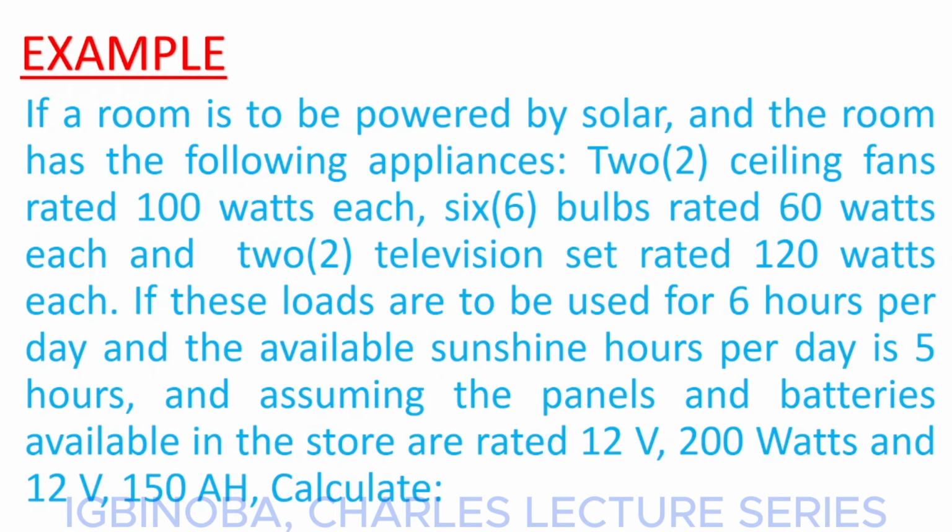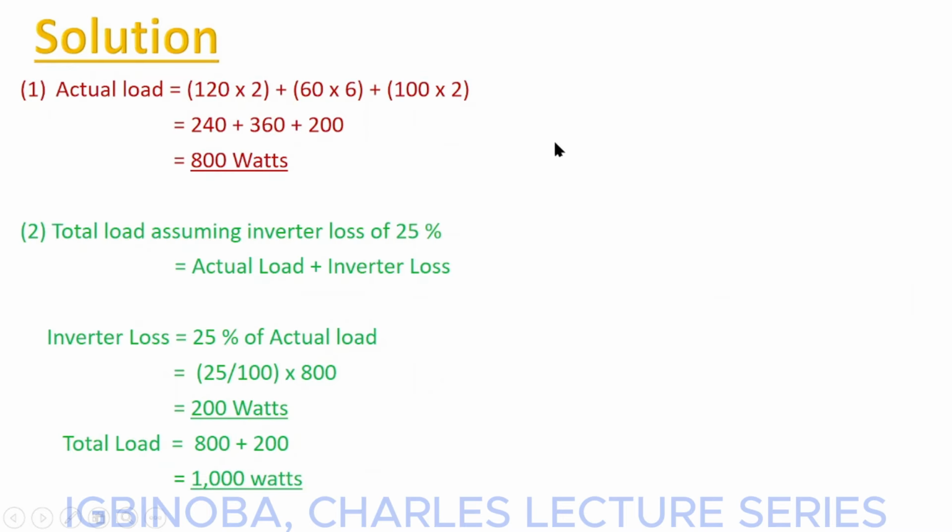So we're going to add all these wattages together in order for us to get our total load. So this is 120 times 2, we'll have 240, plus 60 times 6, which is 360, plus 100 times 2, which is 200. So by the time we add 240 plus 360 plus 200, we're going to have 800 watts. So that is our actual load.